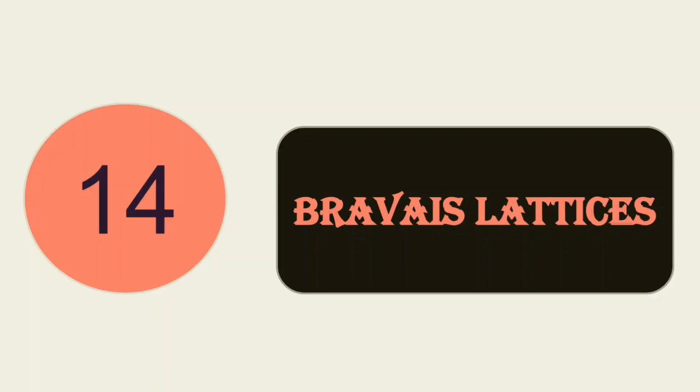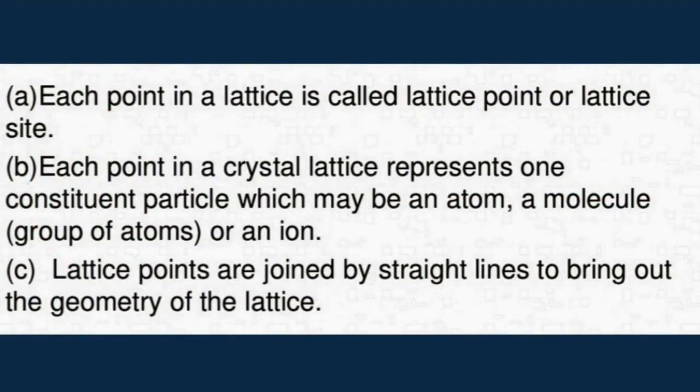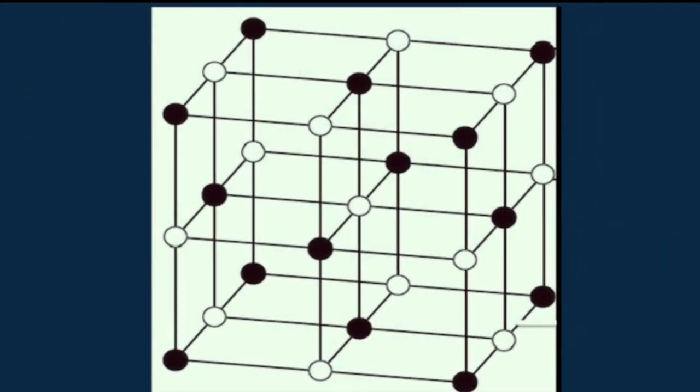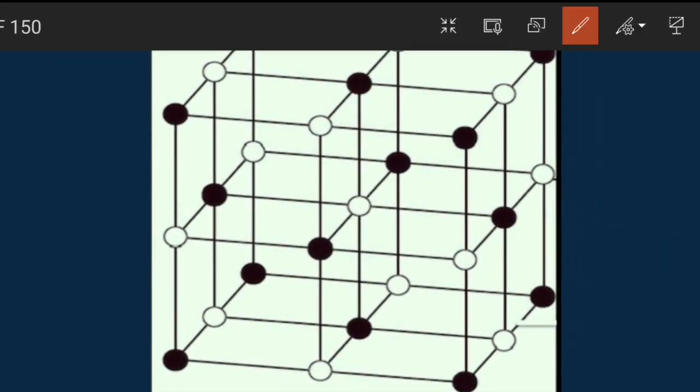So next we'll move on to some of the characteristics of a crystal lattice. These are the characteristics of a crystal lattice. Each point in a lattice is called a lattice point or lattice site. This is a crystal lattice. You can see here, these are the points, isn't it? These black and white ones are the points.